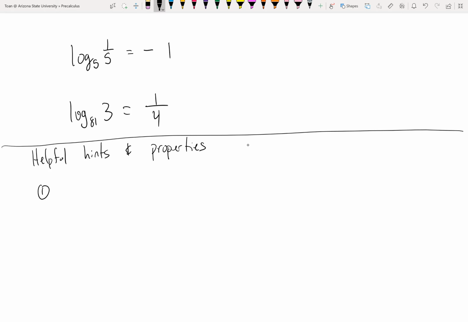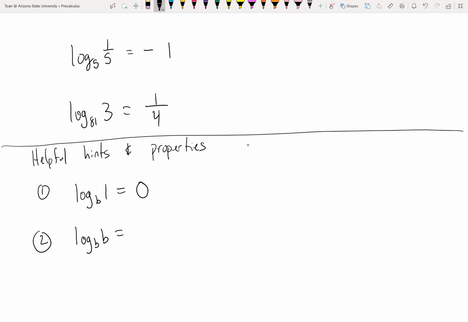Here's the first helpful hint. Whenever your argument is 1, it doesn't matter what the base is. The base could be a fraction. The base could be a big whole number. If your argument is 1, your answer is always 0. Why? Well, because of properties of exponents. A log is an exponent. And what is the only exponent that gives you an answer of 1? 0.